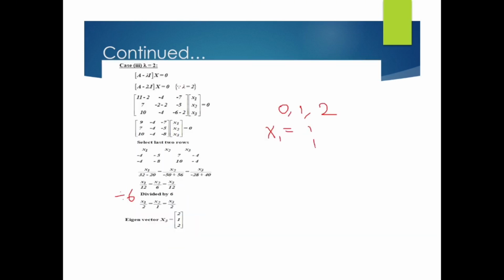So what are my eigenvalues? At the end of the problem, I can tell the eigenvalues are 0, 1, 2. And what is the first eigenvector I got? I got 1, 1, 1. And what is the next eigenvector x2? Previously, using the value lambda equal to 1, we got x2 as 1, minus 1, 2. And what is x3 we got? We got x3 as 2, 1, 2.